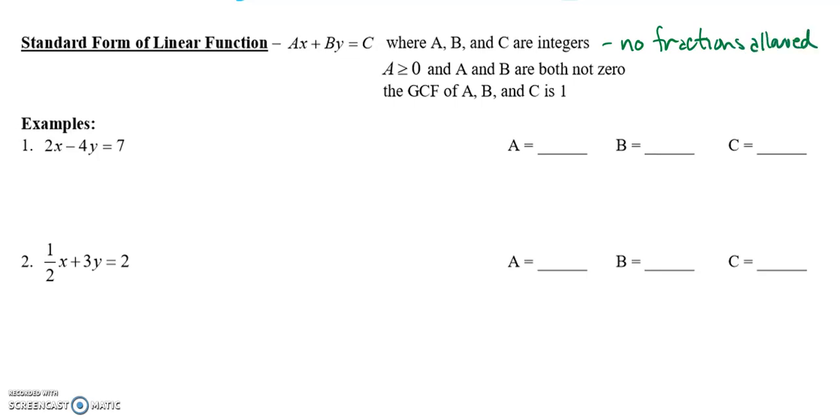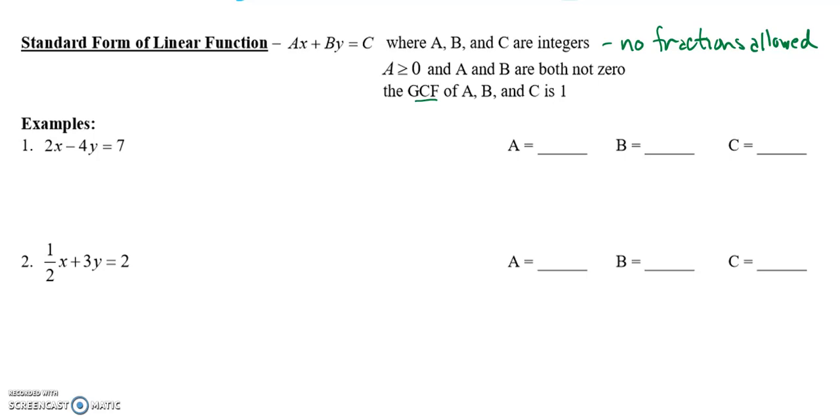No fractions allowed. That's messy handwriting. What else? A has to be greater than 0, or could be 0. So that means if you have an A, it can't be negative. And the A and B are both not 0, because then you would have 0 equals some number, and that just doesn't make sense. And the GCF, greatest common factor of A, B, and C, has to be 1. So you can't divide every term by some number.